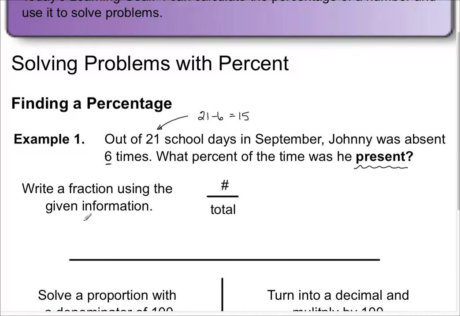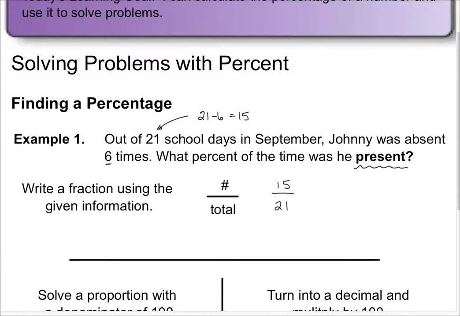This says write a fraction using the information. So we want the number of times he was present in this case, so 15. And the bottom is always the total when we write a fraction. The top is the thing we're looking for, and the bottom is the total. So the total number of days was 21. So 15 divided by 21.